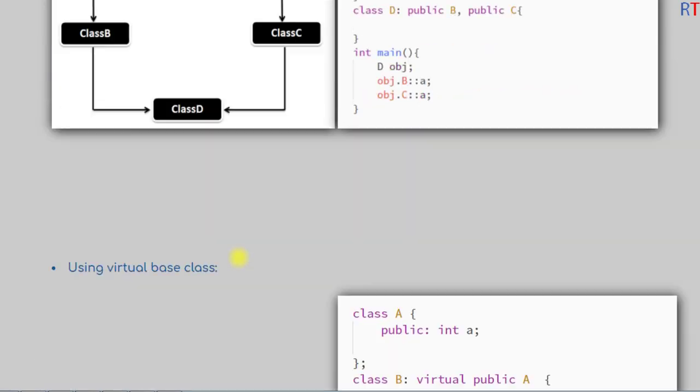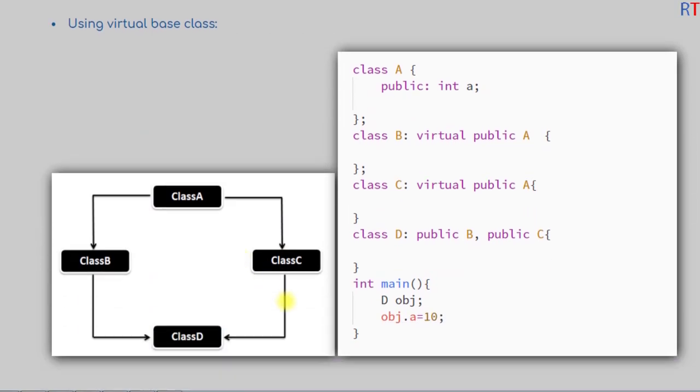There is another way we can solve the ambiguity, by using the virtual base class. In the example, we have one class A, and whenever we want to inherit class A into class B, we have to write class B virtual public A, and this way we use the virtual keyword at the time of inheritance. Also, whenever we inherit class A in class C, we have to write class C virtual public A, and then class D can inherit both class C and class B.